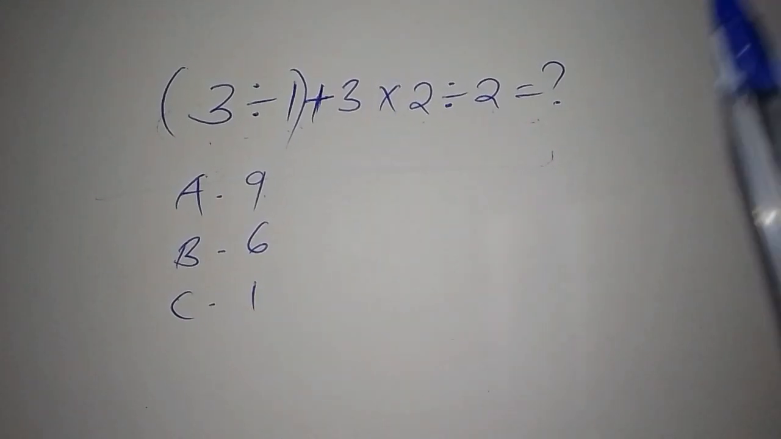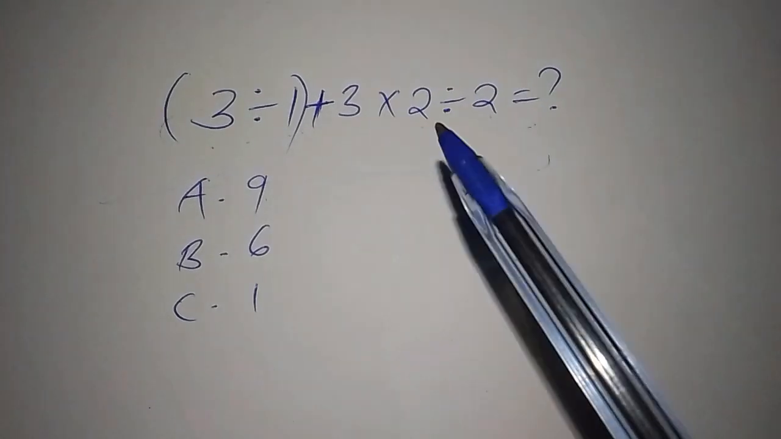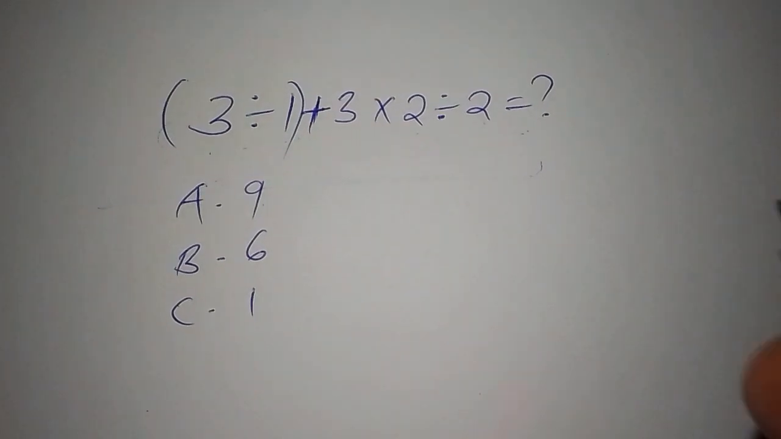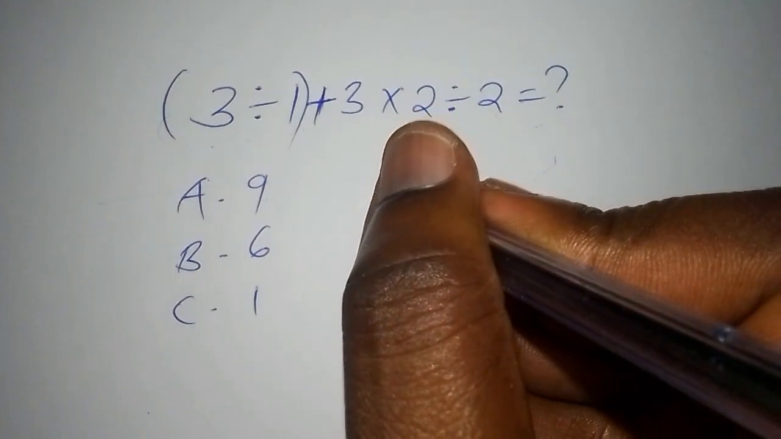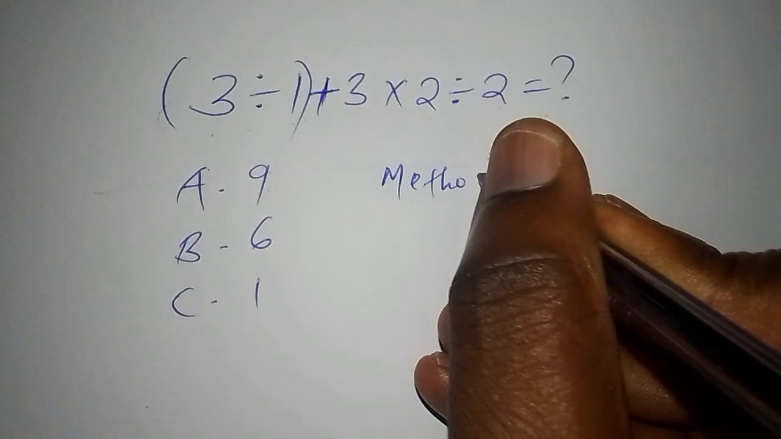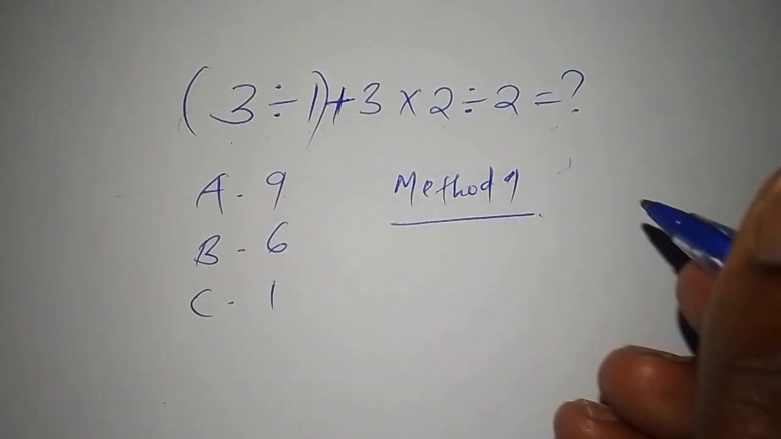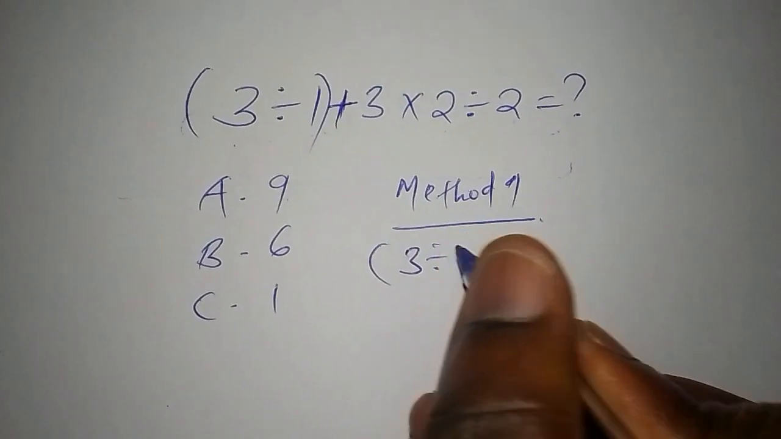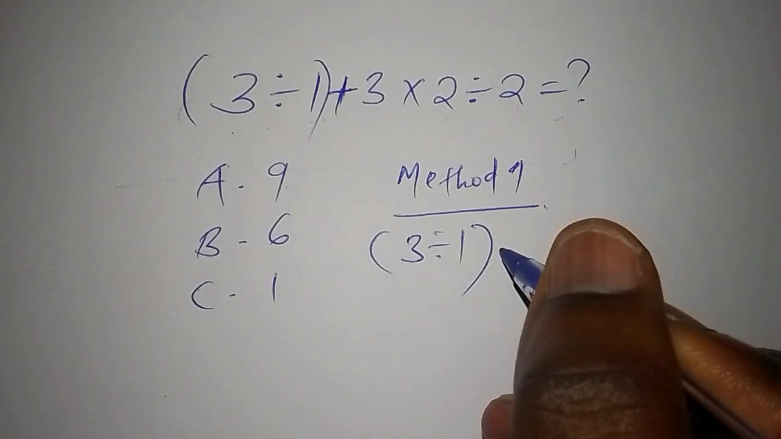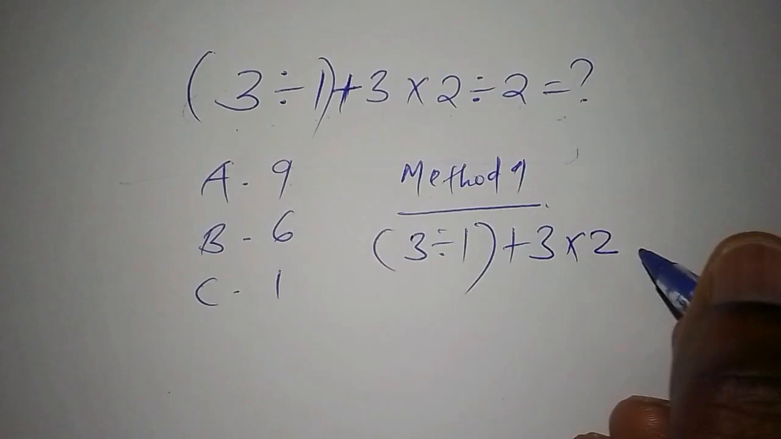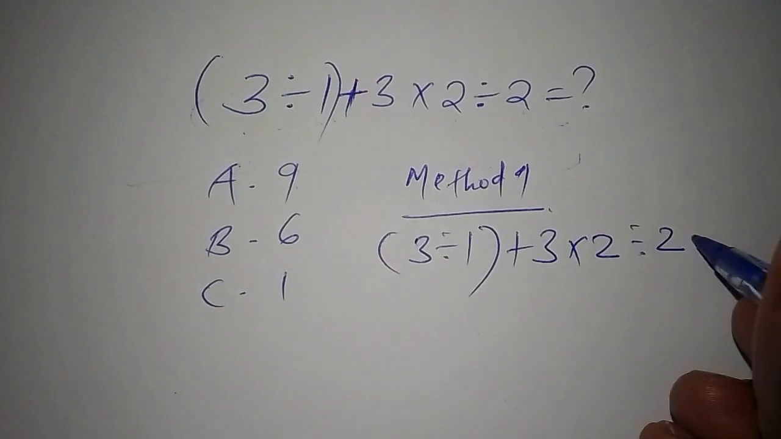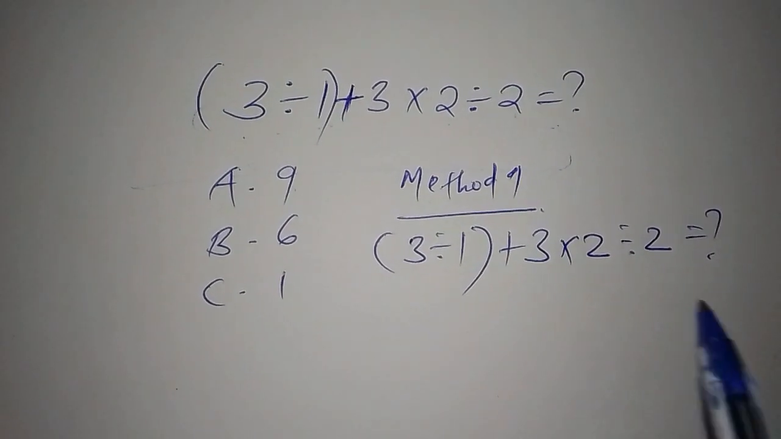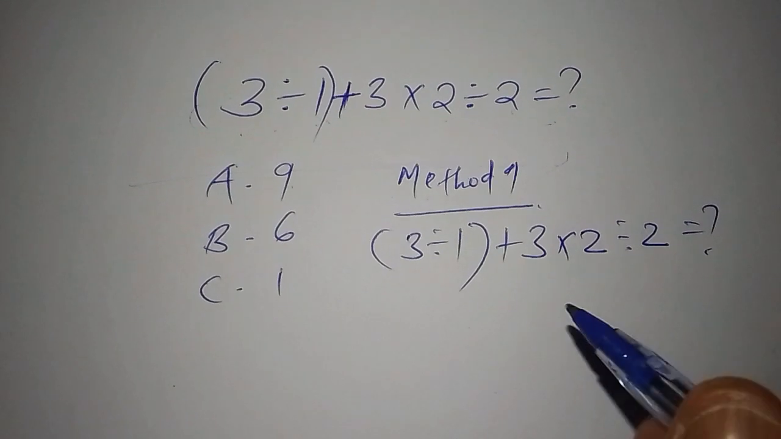There were 2 methods that were used. We have method 1 and method 2, and both of those methods we shall share to see how different people arrive at the answer. So the first method that was used was method 1. And the question was 3 into bracket 3 divided by 1, close the bracket, add to 3, multiply by 2, divide by 2. So what is the answer? Method 1, this is how it was done.